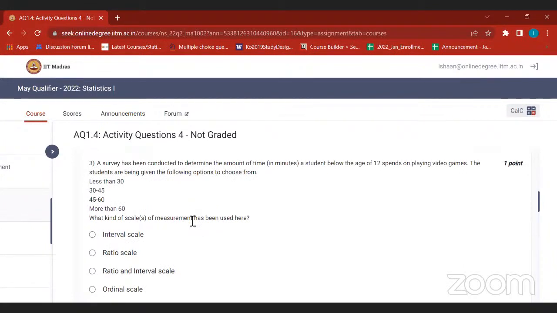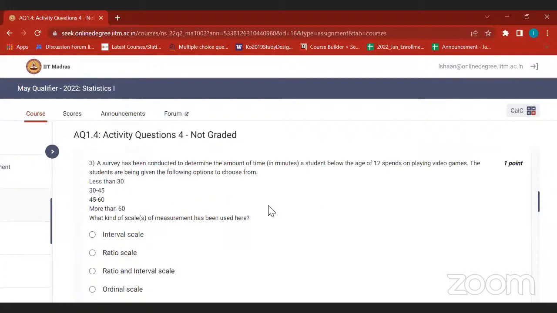But my question is, if we manipulate the question and remove the less than 30 and more than 60 options, and only the 30 to 45 and 45 to 60 scales are stated, then would the correct answer be interval, or is there anything else? Okay, in that situation I think we can go for ratio. No, not ratio.